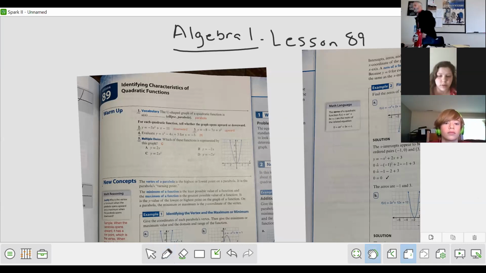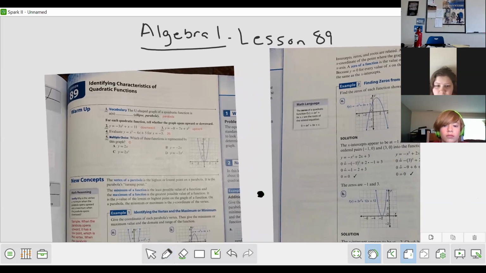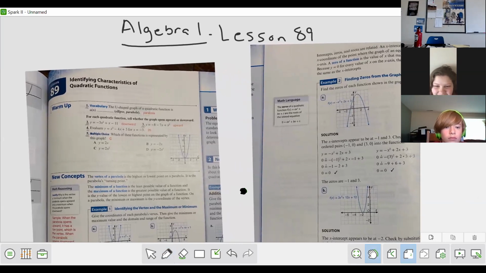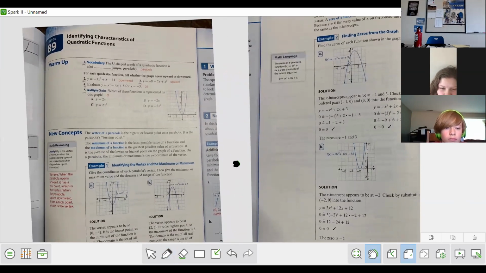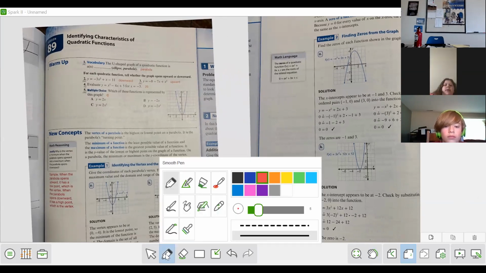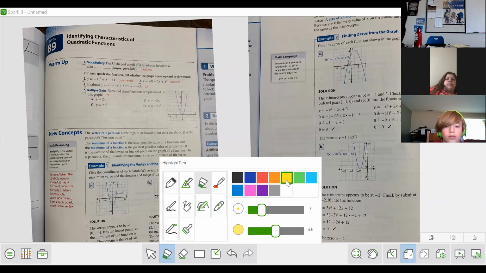Now, what I did is I took some copies of the book because there's just no way I could draw this. All right. And what we're going to be talking about is parabolas. I'm going to do some highlighting here, using some yellow. Okay, we're going to be talking about parabolas.